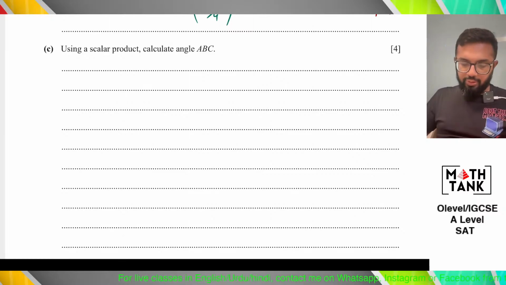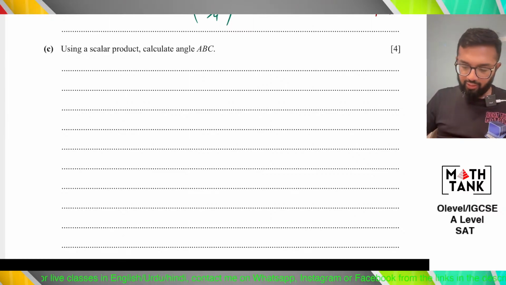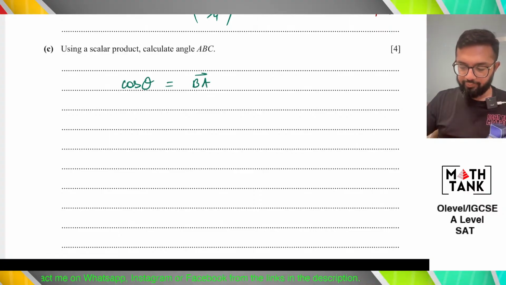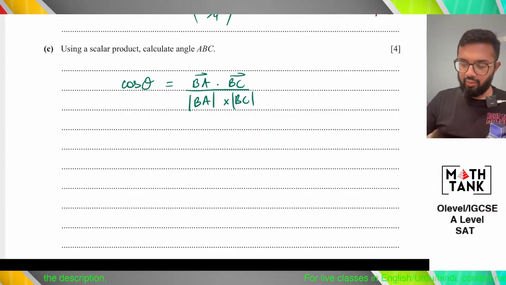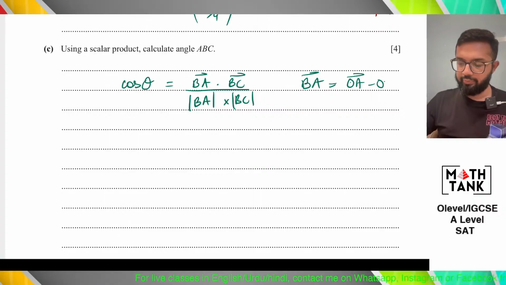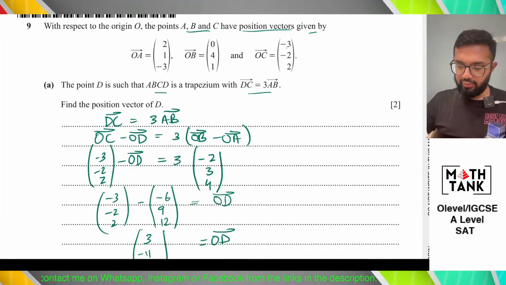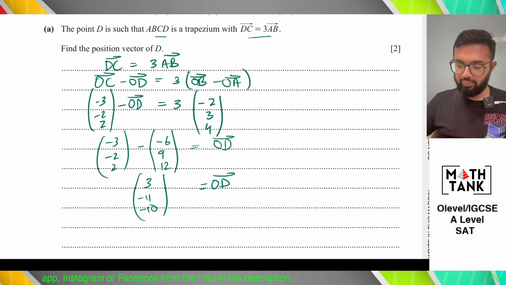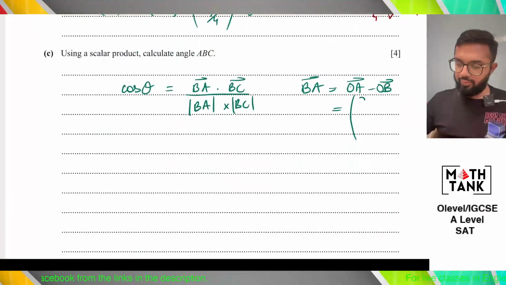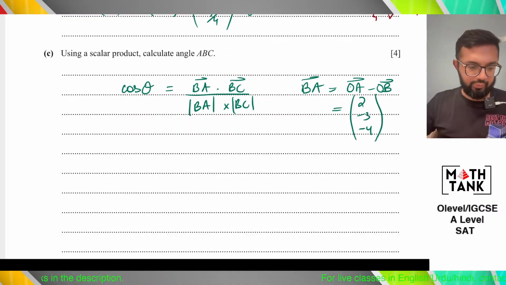Okay, using a scalar product, calculate angle ABC. It's going to be cos theta equals BA dot BC over the magnitudes of BA and BC. Okay, BA is OA minus OB. I'll have to go back and see what OA and OB were. Oh, so 2 minus 0, 2 minus 3 and minus 4. 2 minus 3 and minus 4.